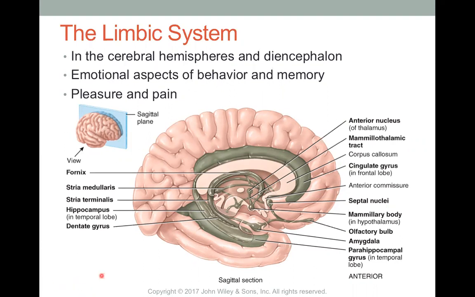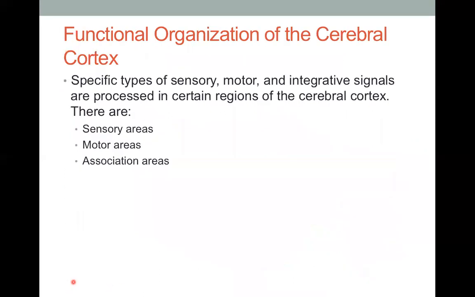All right, so we've gone through the main areas here. Now let's talk about the functional organization of the cerebral cortex. So we have specific types of sensory, motor, and integrative signals that will be processed in certain regions of the cerebral cortex. So in these sensory areas, they are concerned, of course, with the reception and the interpretation of sensory impulses, as their name implies.